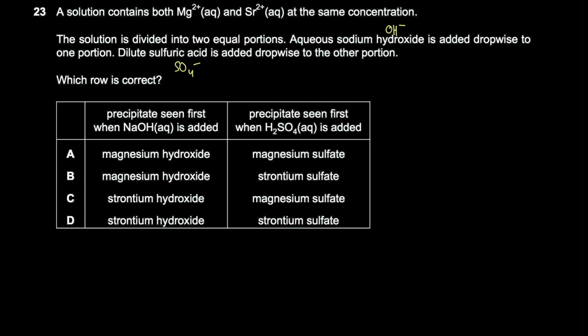Solubility of hydroxides increases down the group. So magnesium hydroxide is less soluble, so that's the precipitate we're going to see first. And the solubility of the sulfates decreases down the group. So that means that strontium, which is lower down in the group, will be less soluble. So sulfate down the group is less soluble, and hydroxide down the group is more soluble. So strontium hydroxide will be more soluble, magnesium hydroxide will be less soluble. And then down the group, sulfates will be less soluble, so strontium sulfate will be less soluble. So the answer is B.